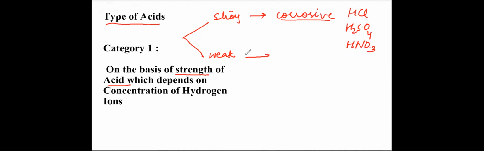And the examples of your weak acids, they are present in your foodstuff. They are basically your organic acids. You can eat them as well. Okay, they are organic acids. All the organic acids are considered as weak acids.